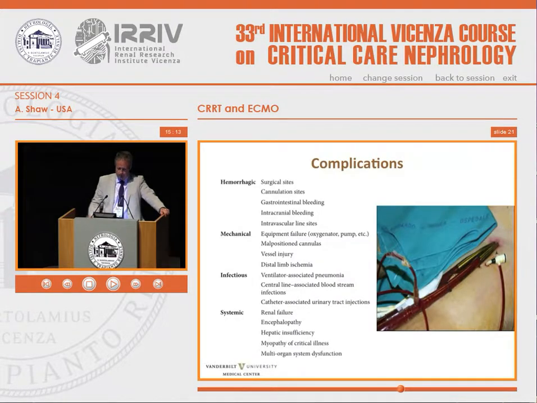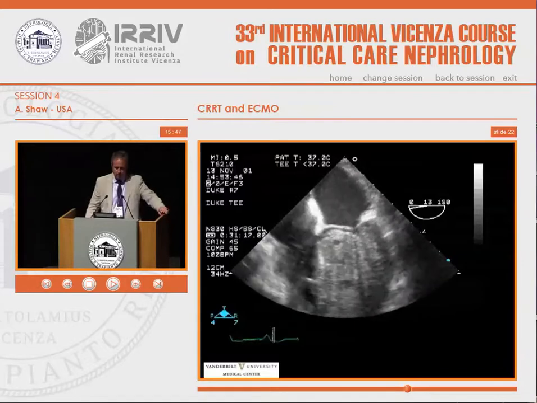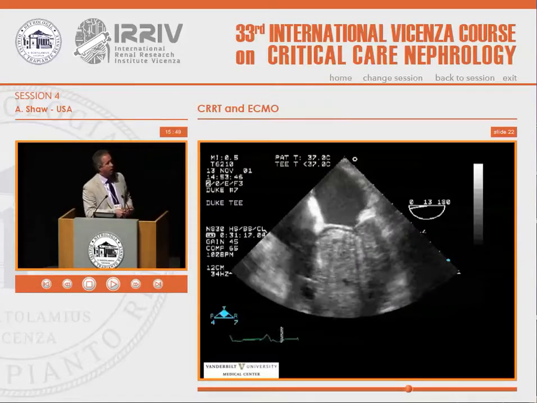Let's talk about complications. Bleeding and clotting are basically the two big problems. You can bleed anywhere, and these patients do bleed anywhere. You can have mechanical problems. You can have bits of equipment that fall apart mysteriously. Infection is a big problem, ventilator-associated pneumonia in particular. All these patients are still on a ventilator. And then the systemic problems that we've spent the last day or two talking about.